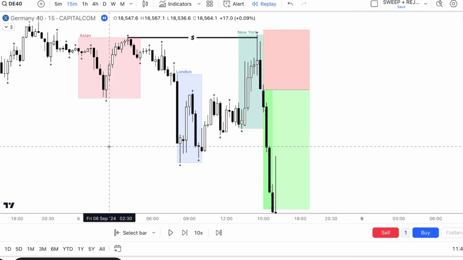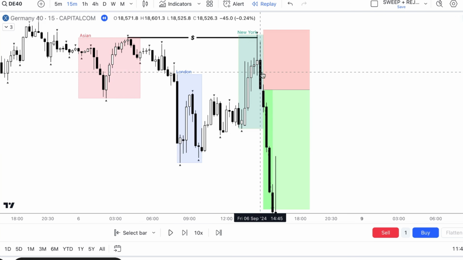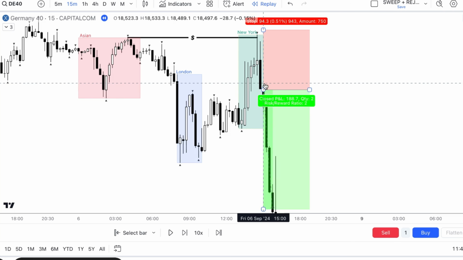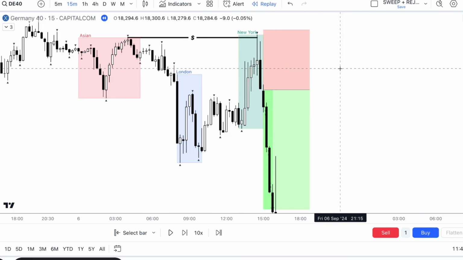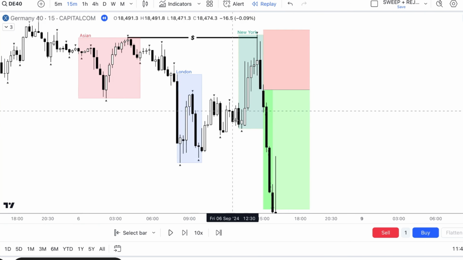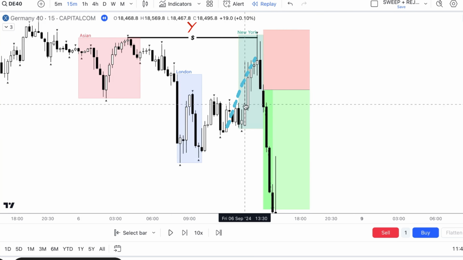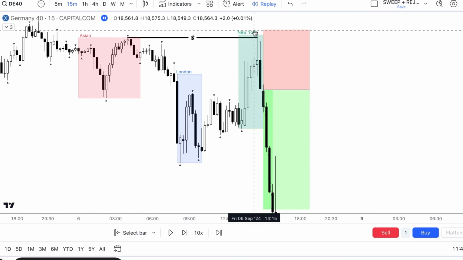Now let's look at a sell example. This is on the German DAX on the futures market. What you can see here, during the New York session kill zone between 1 p.m. and 3 p.m. GMT, we get a Judas swing to the upside right here, running this buy side liquidity that is resting above the Asian session high.